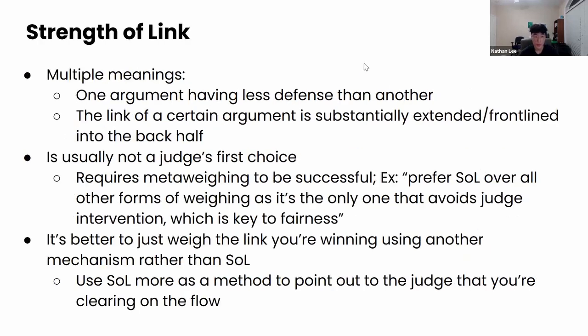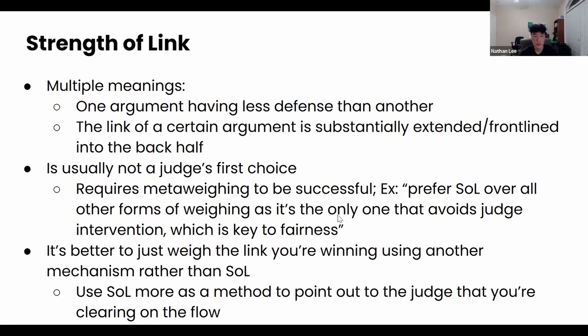All right. Then is strength of link, which is a little bit more complicated than general weighing mechanisms, and it can have multiple meanings. But usually we refer to strength of link to say that one argument has less defense than another, or that the link of a certain argument is substantially extended from the front line into the back half. So this is basically a method of telling the judge that you're clearing on the flow compared to your opponents, and it's a great way to prove that even if the weighing debate, which is arguably biased, is skewed towards the opponent, you're just being the better debater, and that is the reason you should vote for you.